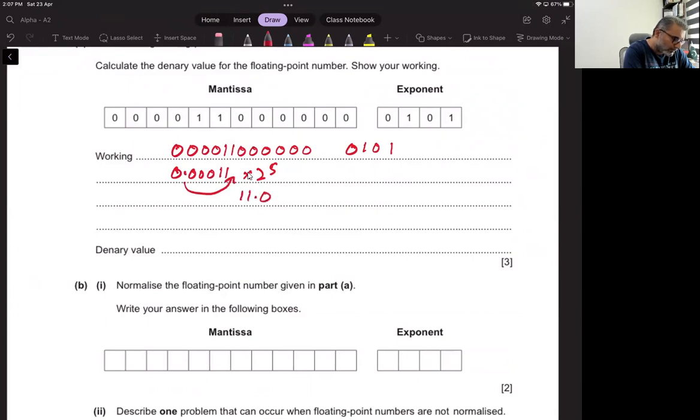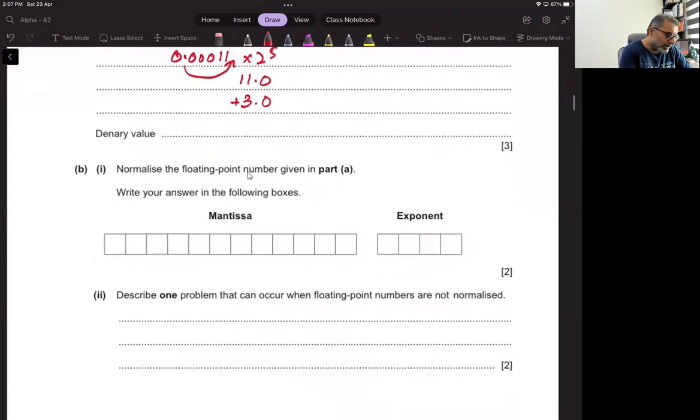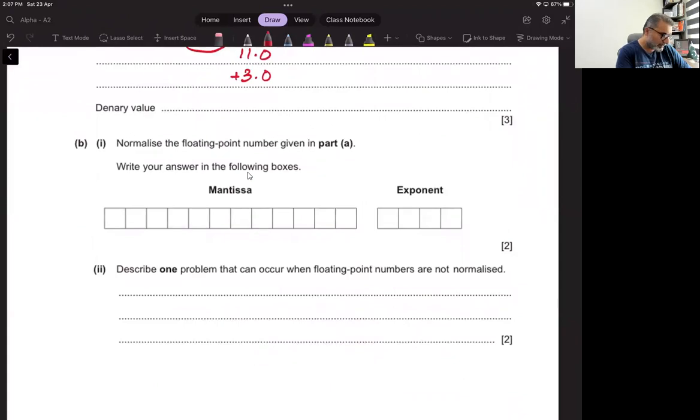Okay, so if it is 11.0, it means that it is plus 3. All right, and since it is a real value representation in floating point numbers, it is plus 3.0. So you might see in the marking scheme, it is just 3 or maybe it's plus 3 or whatever, just leave it. Normalize the floating point number given in part A.